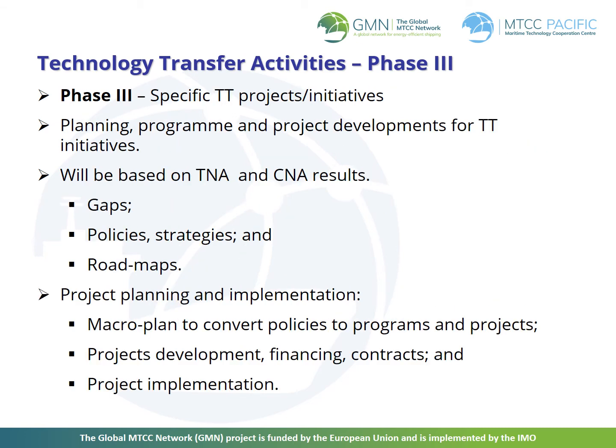In Phase 3, specific TT projects or initiatives are planned and developed. This phase includes the design, implementation, evaluation, and refinement of action plans for TT, and the dissemination of technology transfer information. At this stage, technologies will now be in place and recipients can understand and utilize them. The plan will be based on TNA and CAN results.